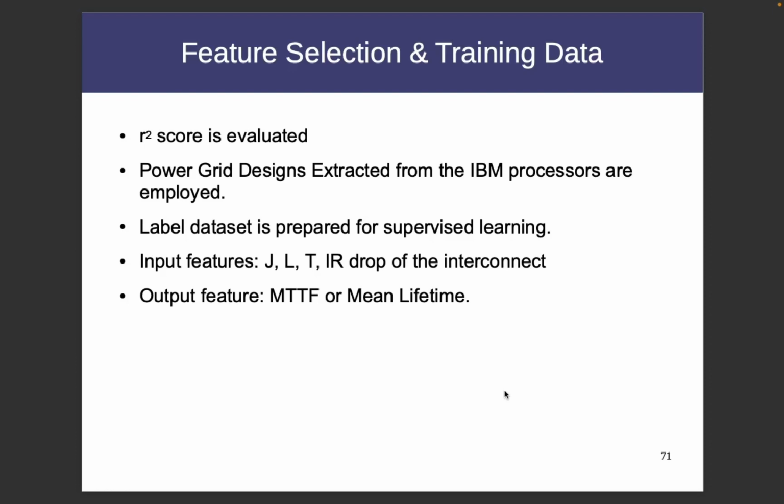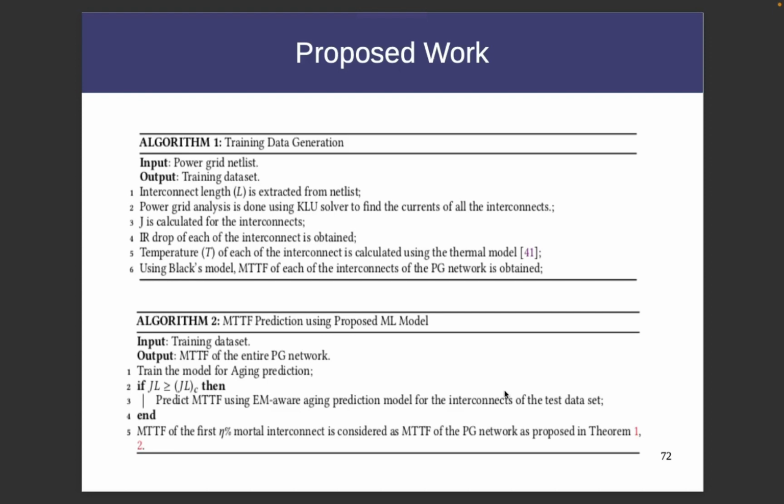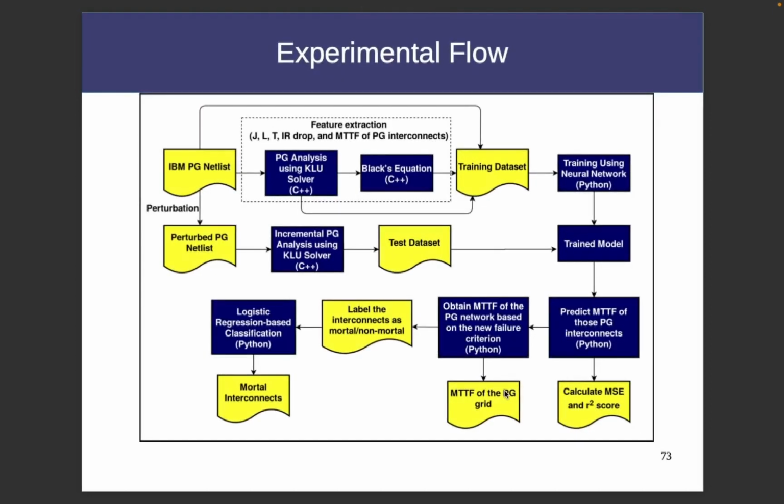Here the output feature we considered is the MTTF, mean time to failure, and the input features are the current density, interconnect length, the operating temperature, and the IR drop. By considering this dataset we created the machine learning model, and we obtained the resulting MTTF. This is basically our experimental flow. You can see that this is also similar to the previous model.